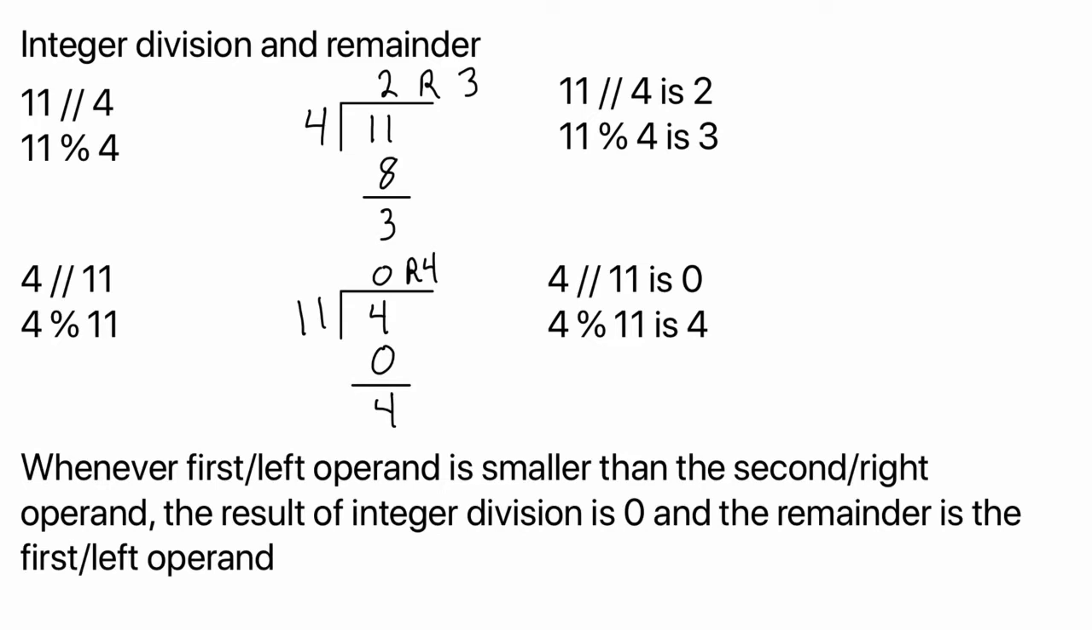Whenever the first or left operand is smaller than the second or right operand, the result of integer division is 0, and the remainder is the first or left operand.